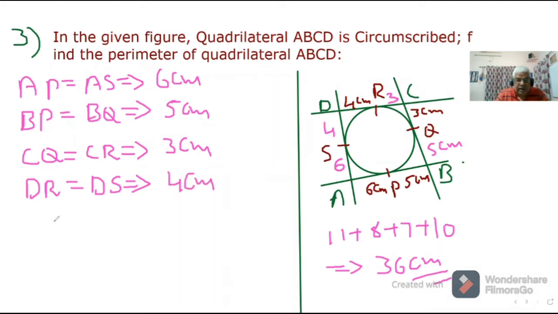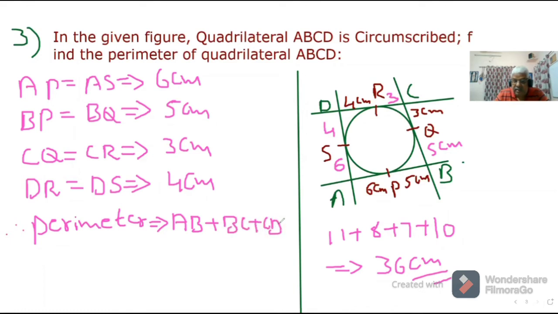Okay, so as we got, therefore, the perimeter of this quadrilateral, remember all the four sides we have to add. Perimeter of the quadrilateral can be written as AB plus BC plus CD plus AD. All the four sides we have added here.